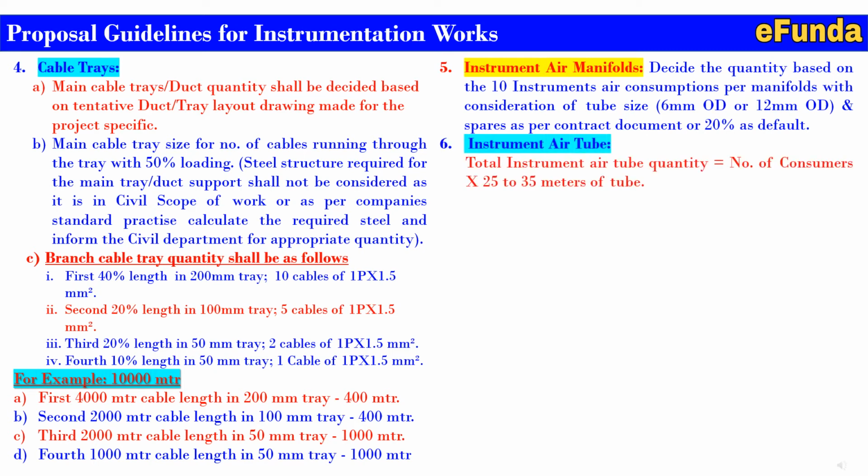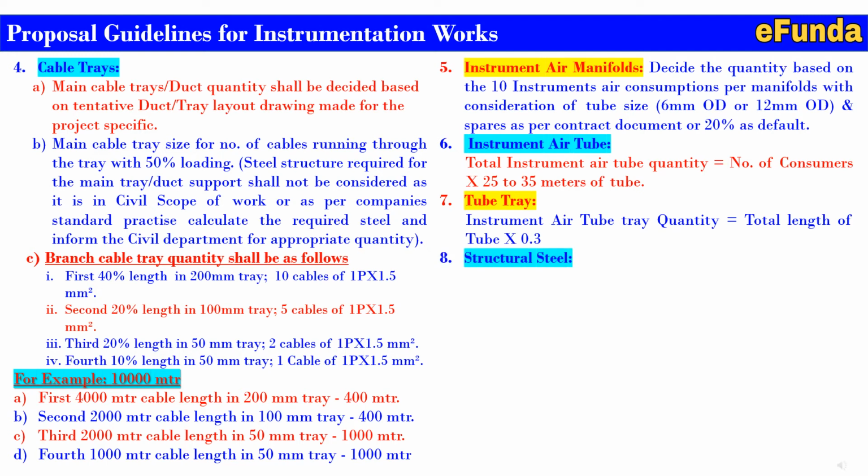Sixth, instrument air tube, where the total instrument air tube quantity can be calculated based on the number of consumers into 20 to 35 meters of tube length for a particular instrument. 7. Now consider the tube tray. Instrument air tube tray quantity shall be calculated based on the total length of the tube into 0.3. This will give you the total quantity requirement for the tube tray.